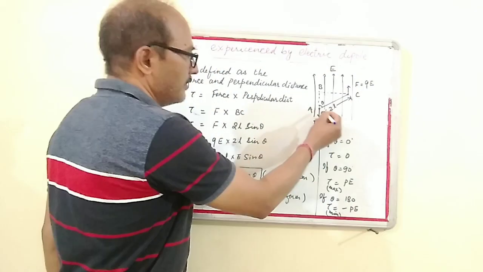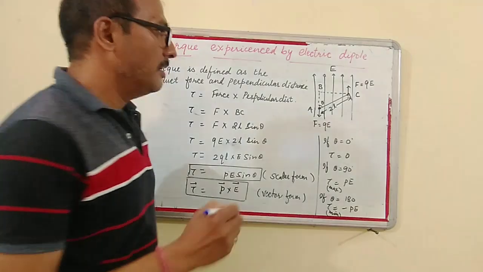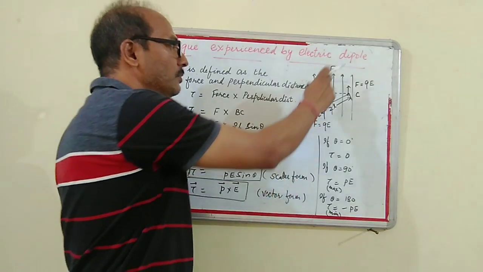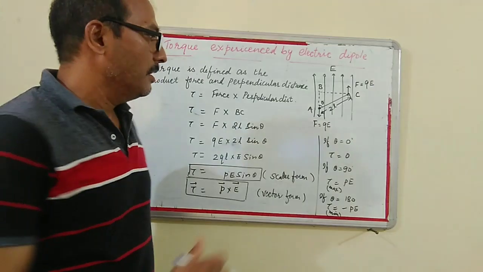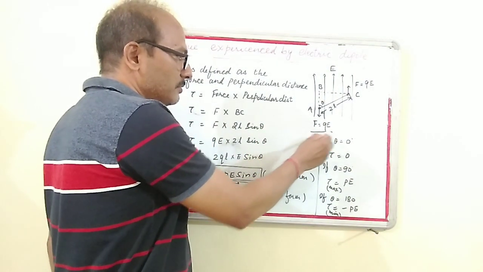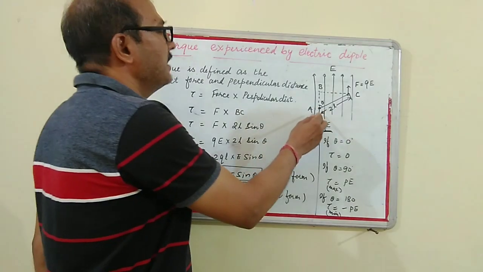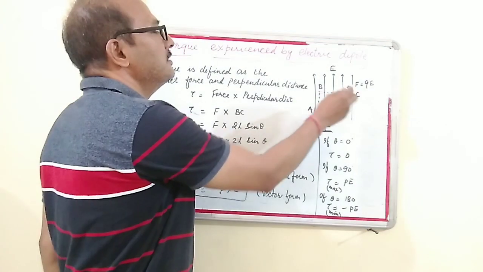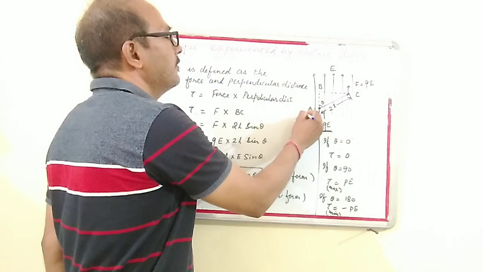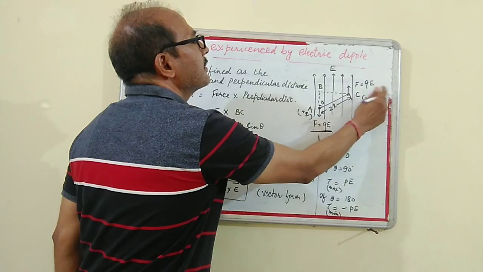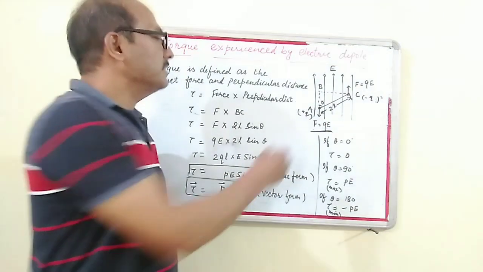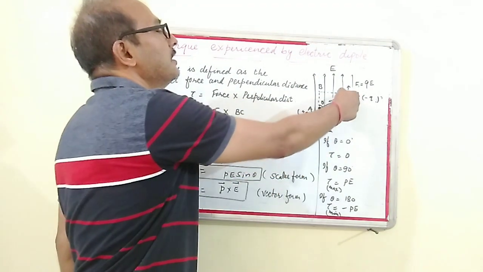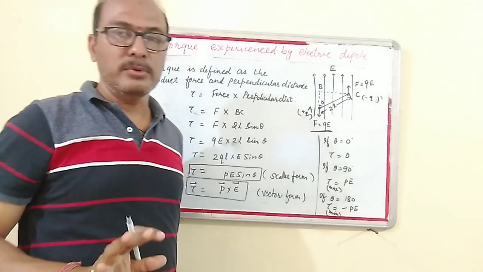Here this dipole is placed. Now this dipole experiences a force due to this external electric field. That force is given by F equals Q into E. So here the positive charge is placed at point A and at point C the negative charge is placed. They experience forces, vertically upward and vertically downward, each F equals QE, equal and opposite in direction.